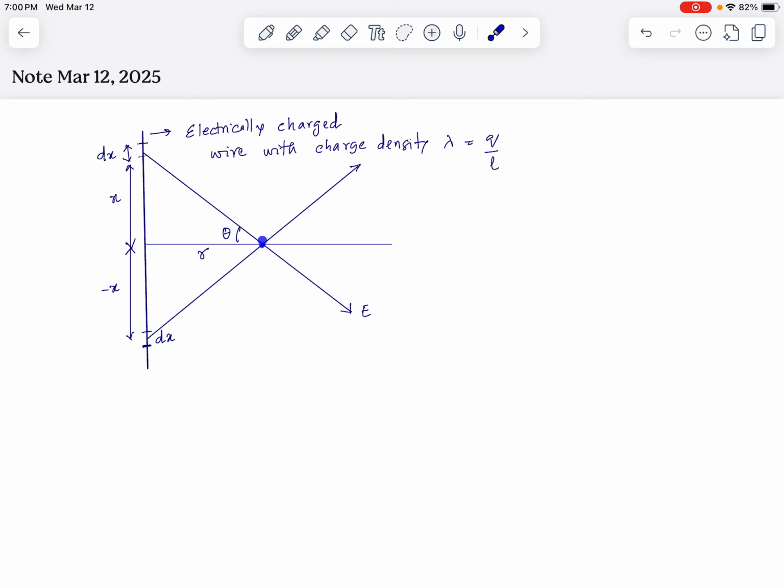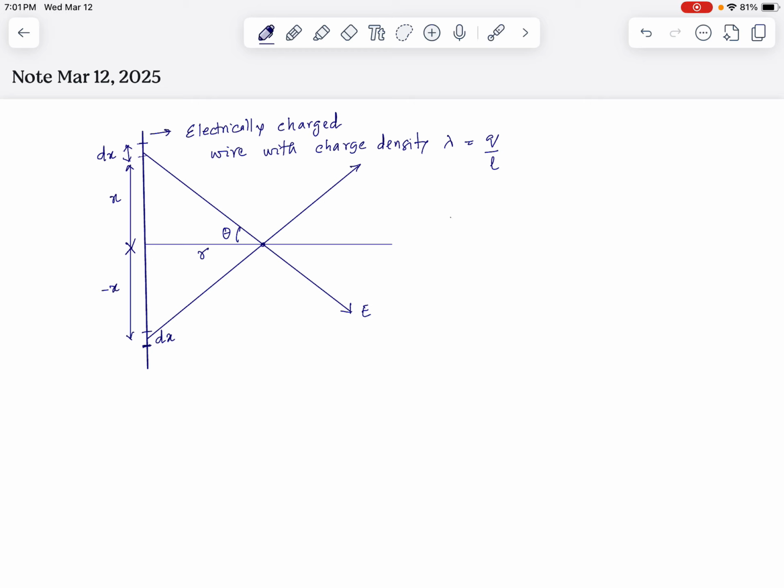Since this point is equidistant from these two segments, the electric field vectors are equal in magnitude. But if you look at the magnitude of the y component, these will be equal and opposite. So the net component of the electric field in a direction parallel to the wire is actually 0, which leaves us with the electric field component that is in the radial direction. That's the important part.